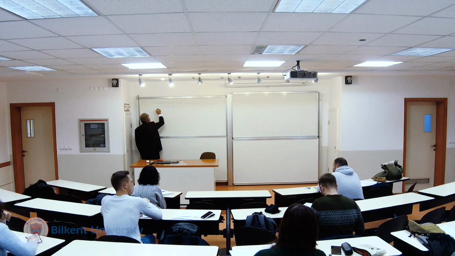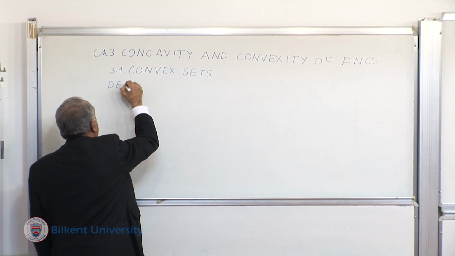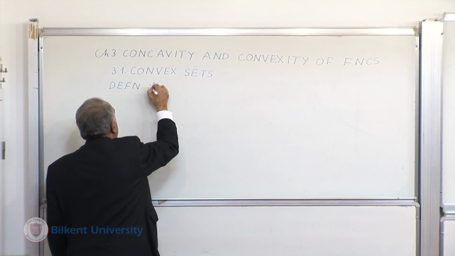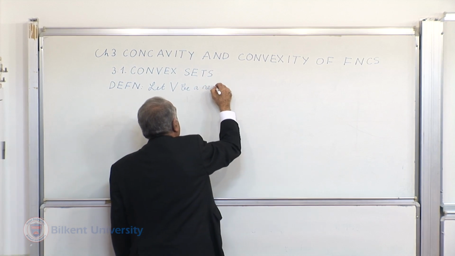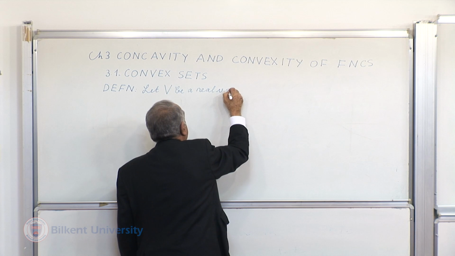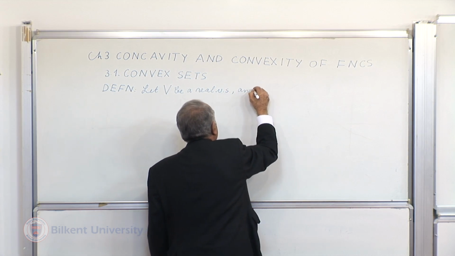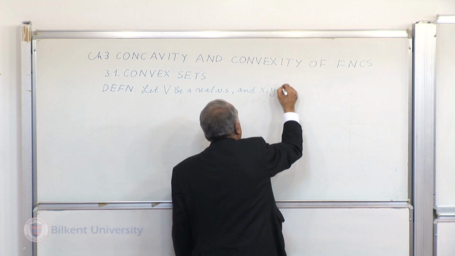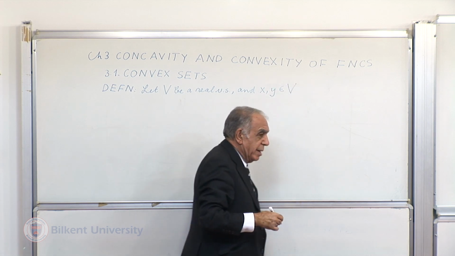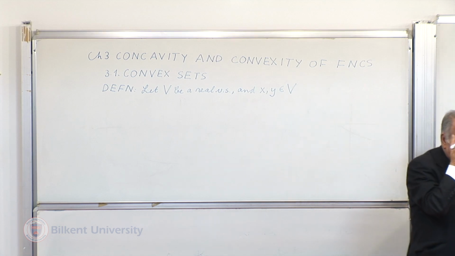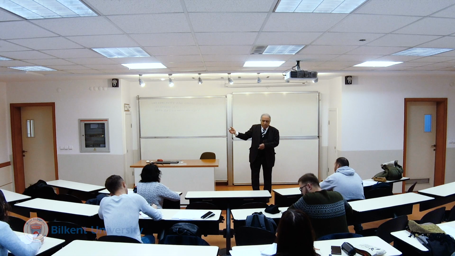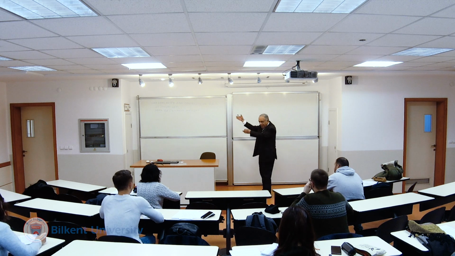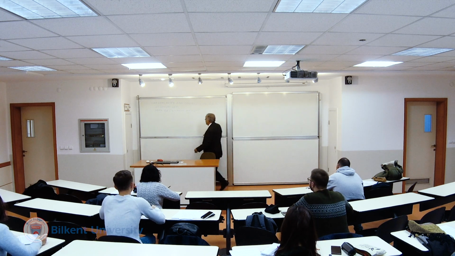So let's start right away with the definition. Let V be a real vector space and x, y 2 points in the real vector space. Now in Rn, in Euclidean spaces, we had defined the notion of segments, line segments. Well, here I'll do that, unfortunately, once more, but in the context of a real vector space now.